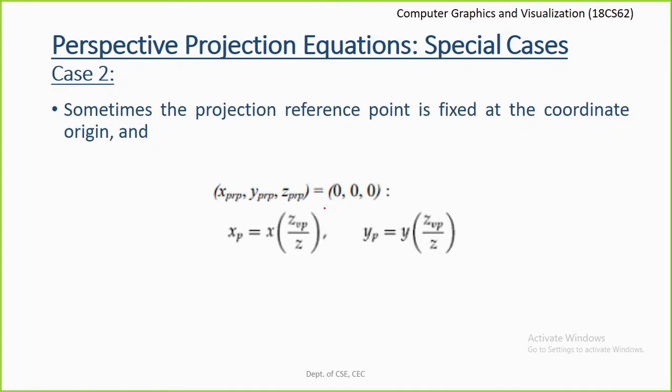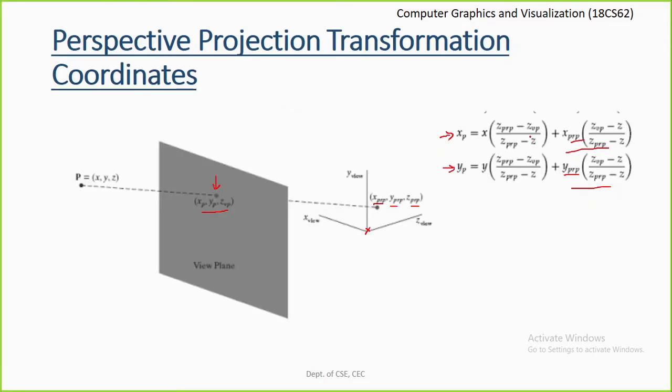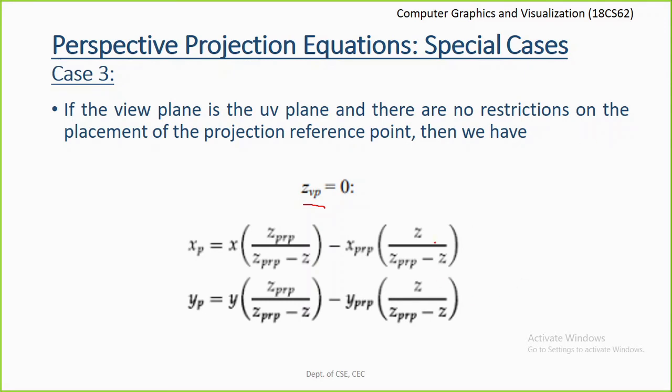So what happens if ZVP equals 0 in this equation? So this term ZVP will be equal to 0. So how will this equation change? XP is equal to x into ZPRP by ZPRP minus Z plus XPRP into minus Z divided by ZPRP minus Z. That is how the equation changes. That is what we have here.